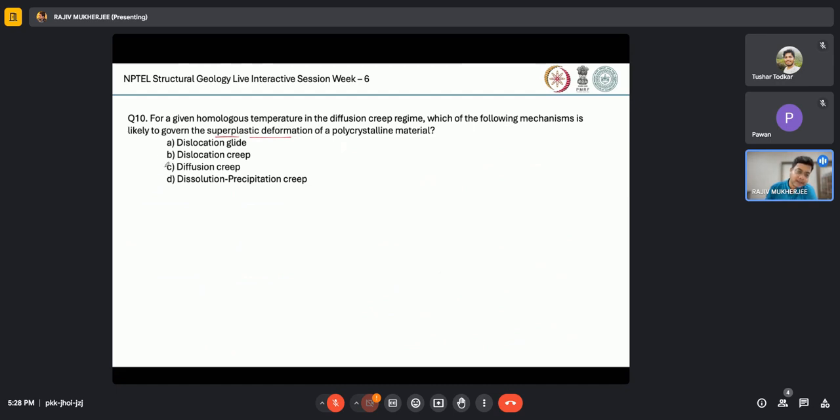The correct answers are both C and D, because diffusion creep, of course, will assist, and dissolution precipitation creep is also facilitated or governed by diffusion of certain fluids of different concentration gradients. That's how diffusion works. So what happens is that in a very high temperature deformation regime, say for example, these are your grains.